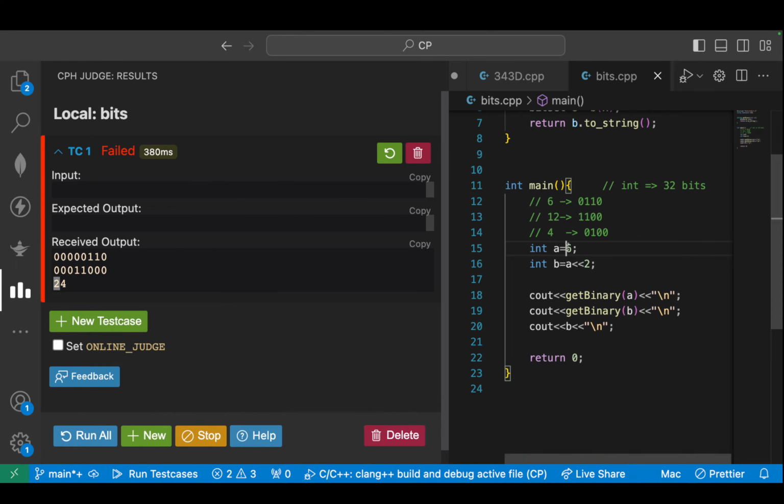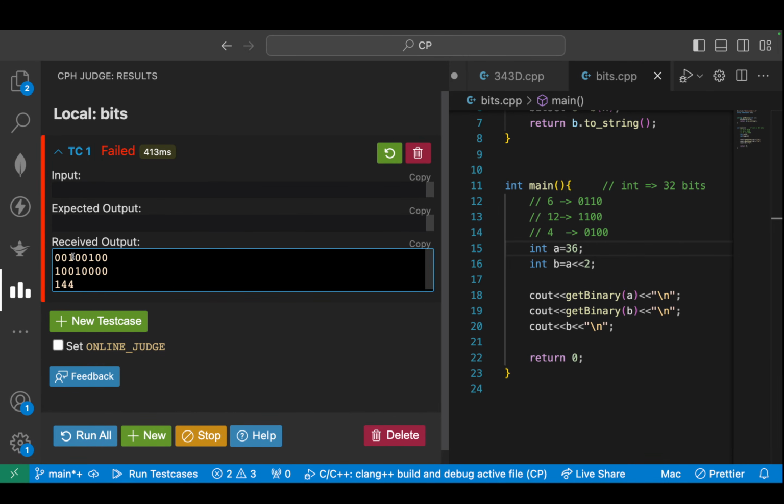Let's take a different number, maybe like 36. So yeah, this is 36. This is 32 plus 4 is 36. So it moved over here. This moved over here. Now the number of units they are moving to the left is 2. This moved 2 units to the left. This also moved 2 units to the left. And the value you are getting is 36 into 4, that is 144. And this is how left shift works.